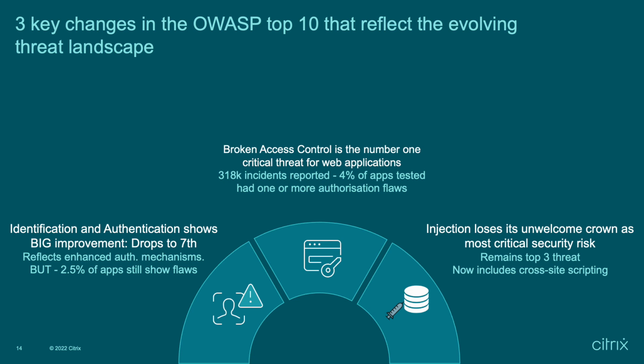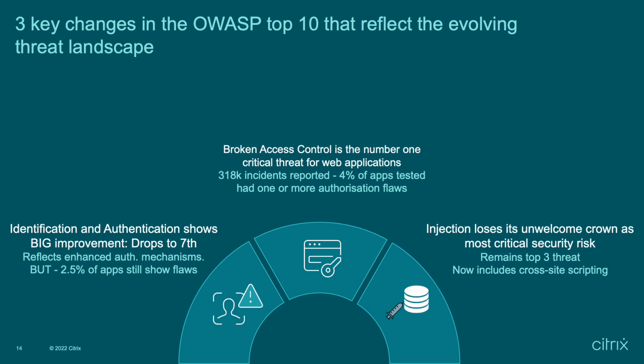OWASP suggests that this is probably because of the increased availability of standardized authentication frameworks and their adoption by business. That said, authentication remains a big challenge for business. It is still in the top 10 after all, and data showed that 2.5% of all apps tested still have authentication weaknesses of some kind. Organizations need to continue to take authentication and identity seriously.